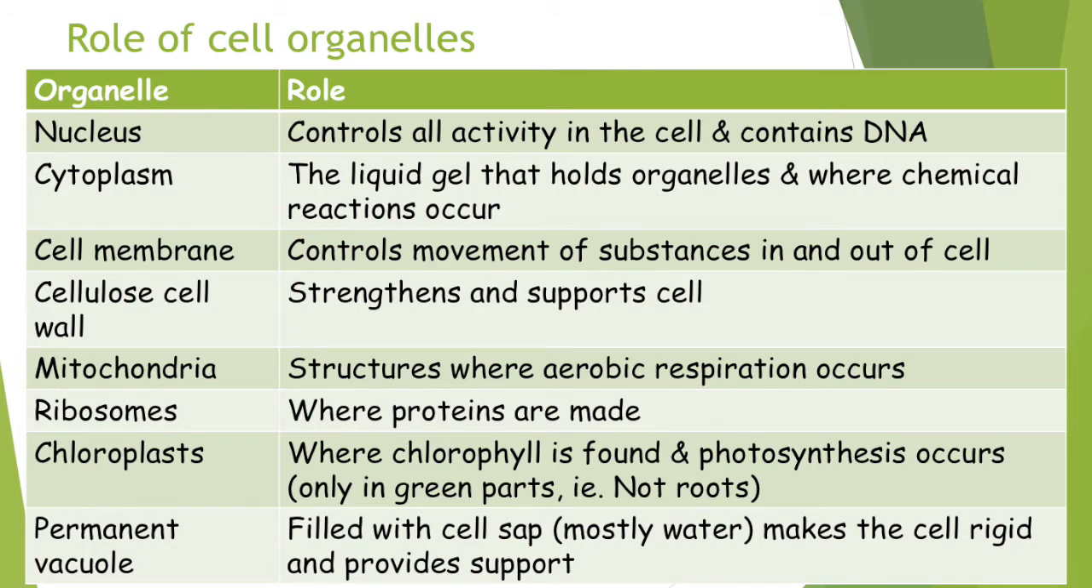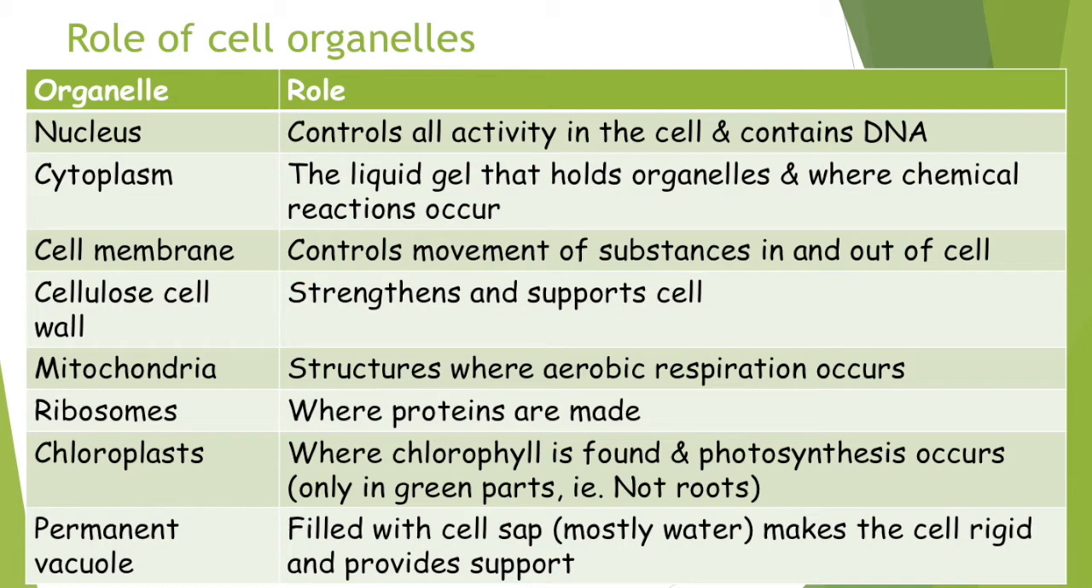Each organelle is unique and has its own role within the cell. Again, you've looked at these in Key Stage 3, but we'll run through them really quickly. So the nucleus controls the activity in the cell and contains the DNA. The cytoplasm is the liquid section, and this is where chemical reactions occur. The cell membrane controls movement in and out of the cell. We have a cellulose cell wall. It's important that you use the word cellulose because not all cell walls are made of cellulose. So this strengthens and supports the cell.